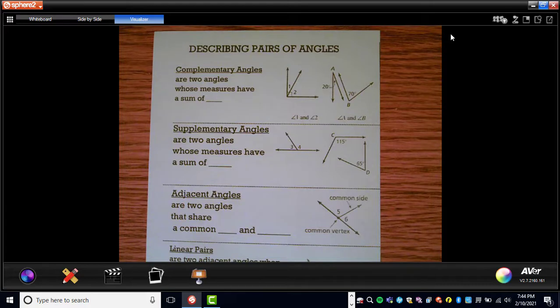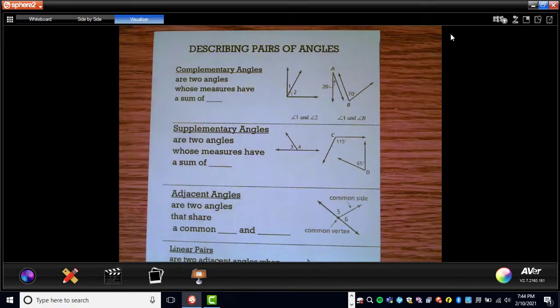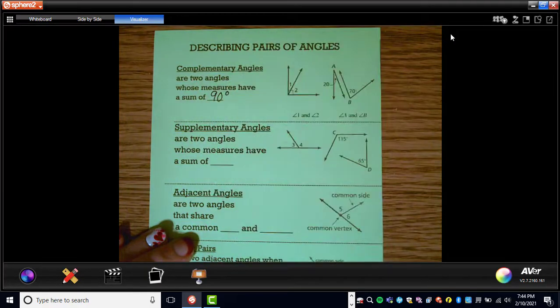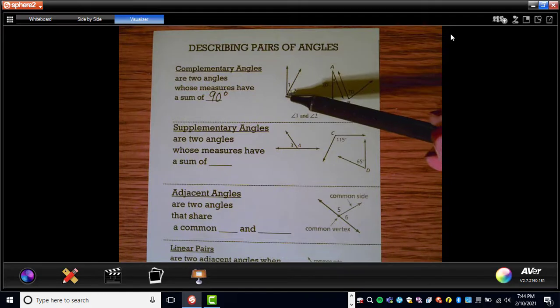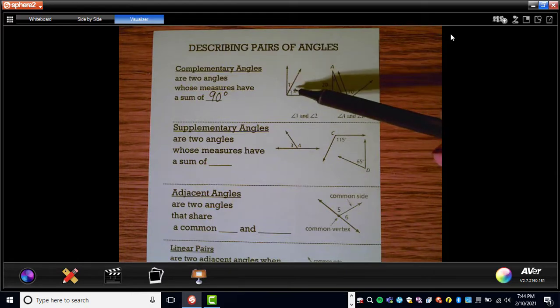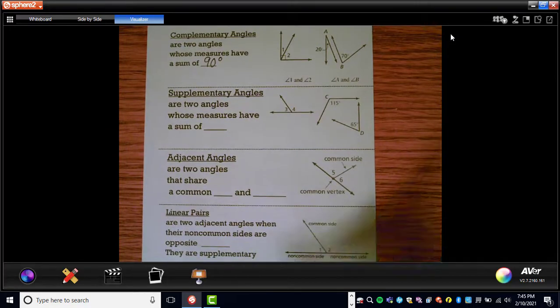So complementary angles are two angles whose measures have a sum of, let me get a marker here, 90 degrees. Now you're going to notice over in the figure that these two angles share a common vertex. It has a little box in the corner which indicates 90 degrees. So because of that, we know that 1 and 2 together would equal 90 degrees. Now we also know from this picture that angle A and angle B would be complementary angles because 20 plus 70 equals 90.